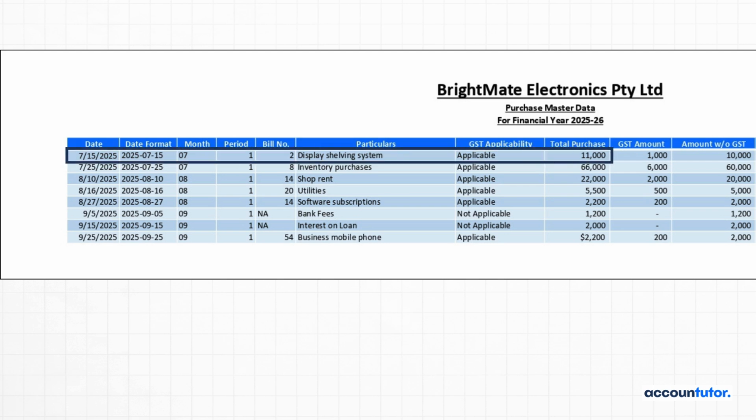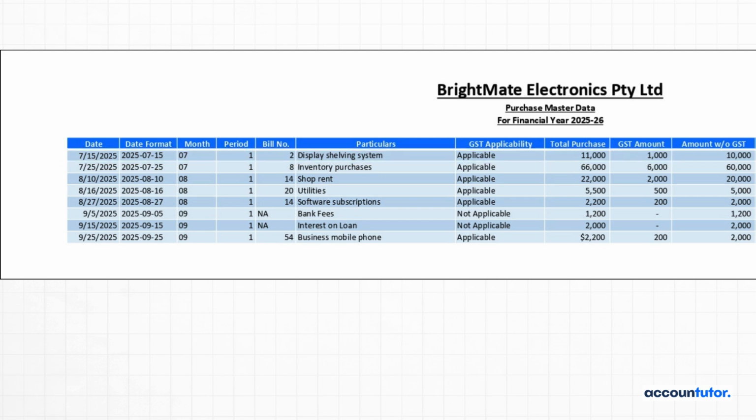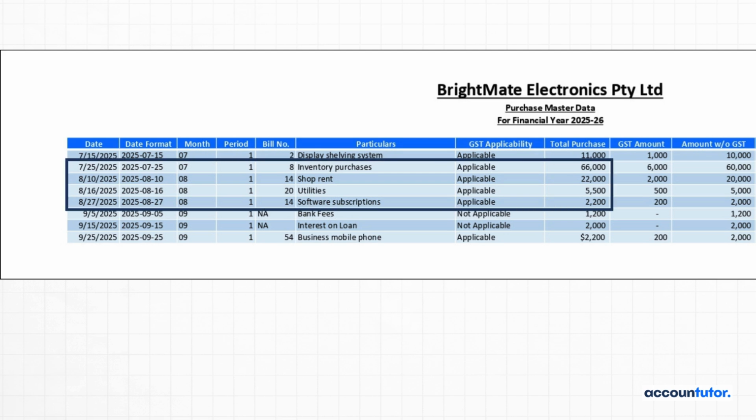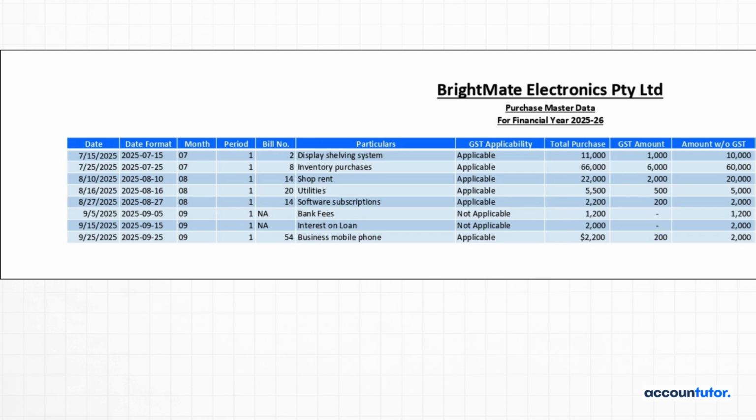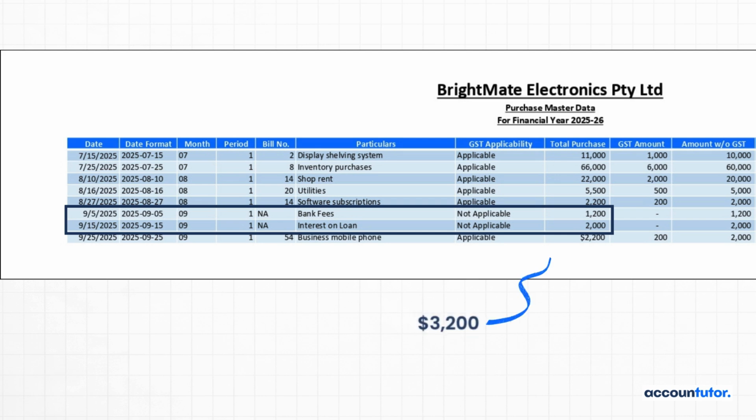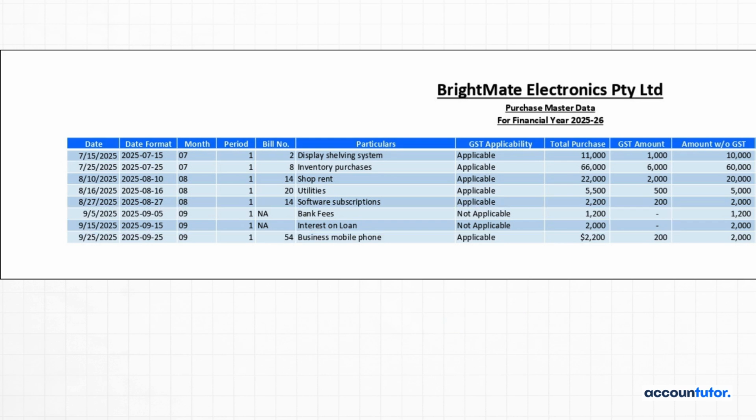The business acquired display shelving worth $11,000, including GST. That is a capital purchase, and the GST portion on that amount is $1,000. Brightmate also incurred non-capital expenses, including inventory, rent, utilities, and software subscriptions, totaling $95,700, including GST. The GST included in those non-capital purchases is $8,700. There were also bank fees and loan interest totaling $3,200, but these did not include GST, so no credits are available on those amounts. One additional detail requires attention.